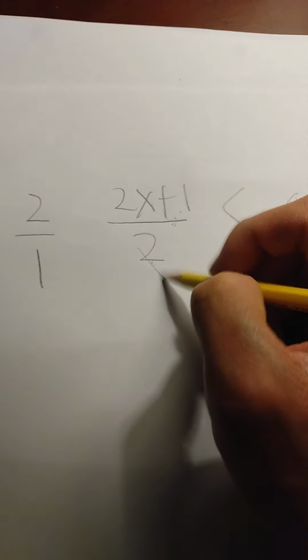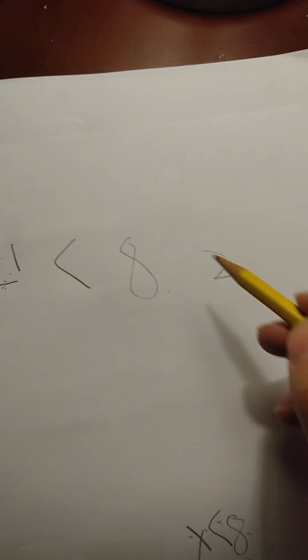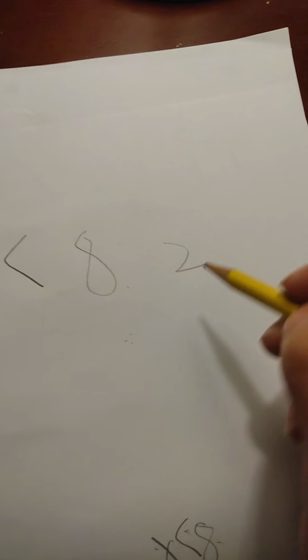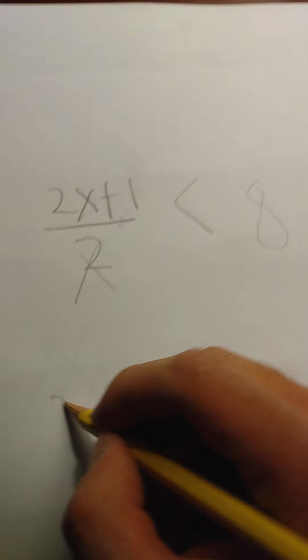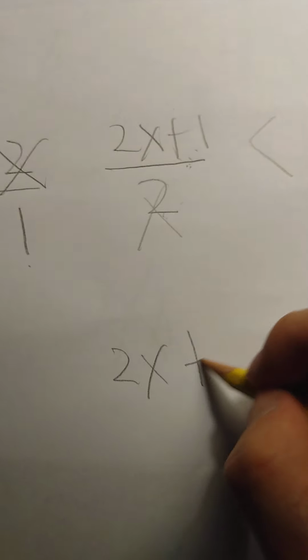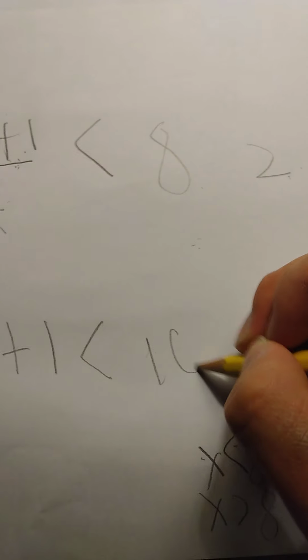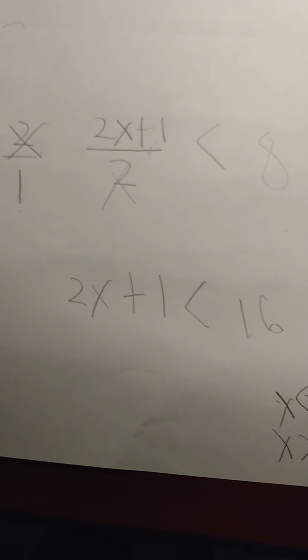Then, since the 2's are the same, they cross out. The 8 and the 2 don't cross out because on this side, imagine there's an imaginary line, there is no 2, so the 2 can stay there. So 1 times 2x is just 2x, plus 1 is less than 8 times 2, that is 16. So this is our new problem right here.